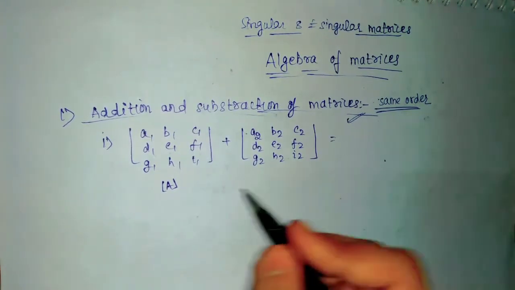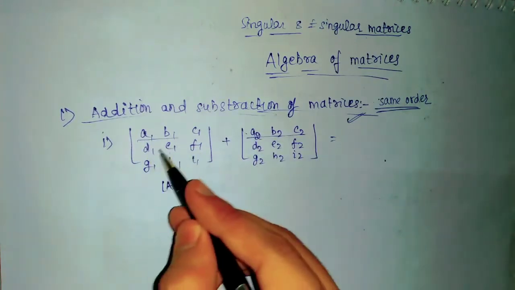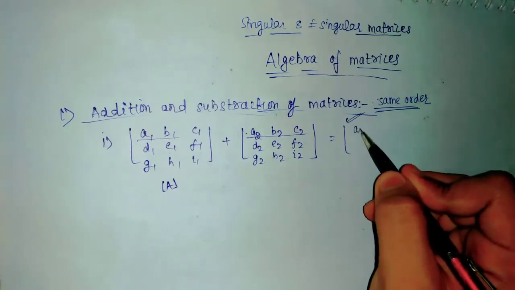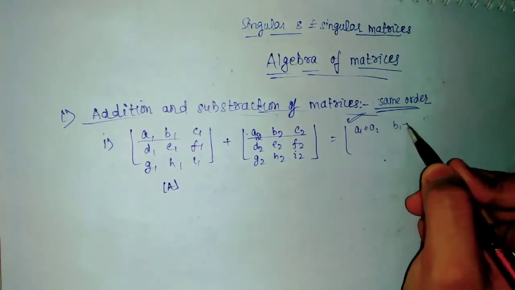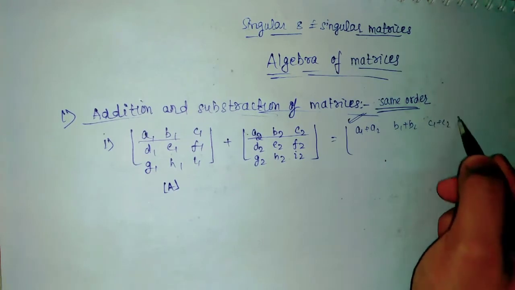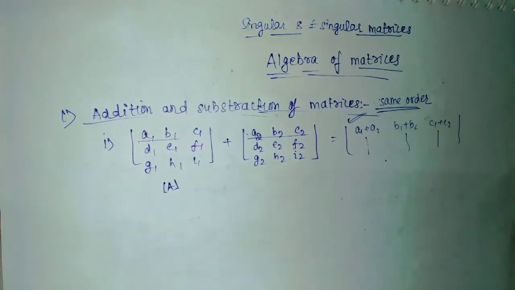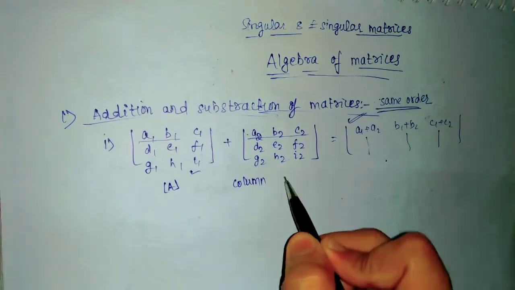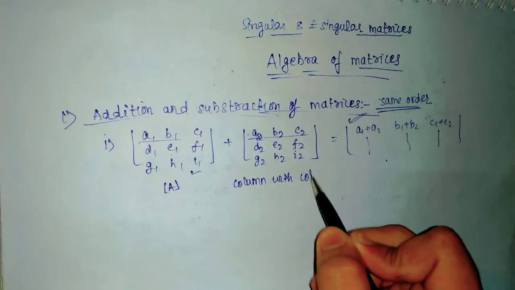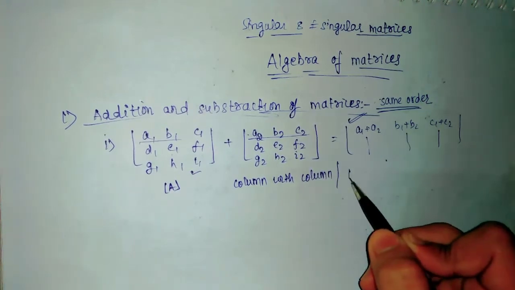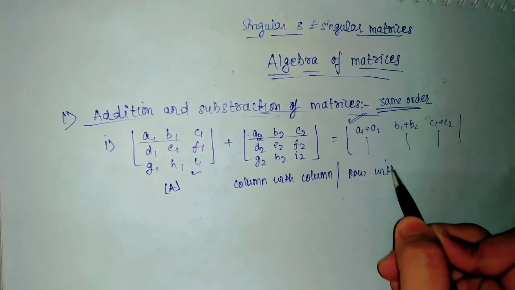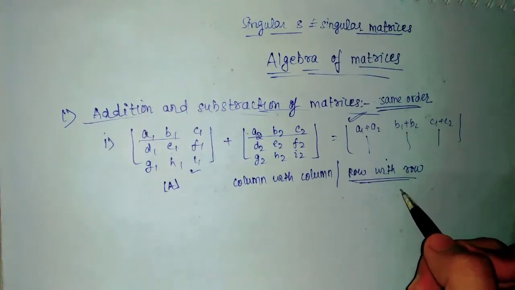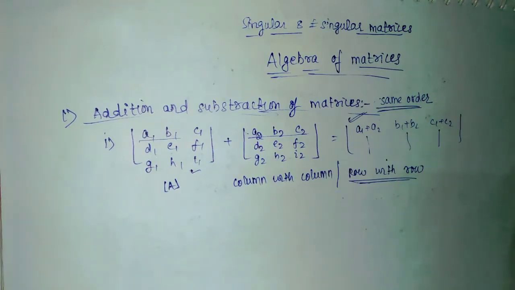It is just like simple addition of rows to rows, or you can say addition of columns to columns. You can simply write over here A1 plus A2, B1 plus B2, C1 plus C2, and so on. Means what you have to do? You have to just summate column with column or row with row. It is as simple as that. Just like summation, you can also do the subtraction.